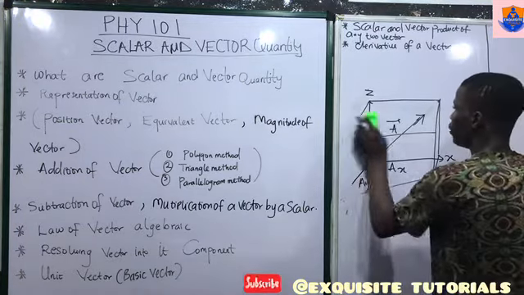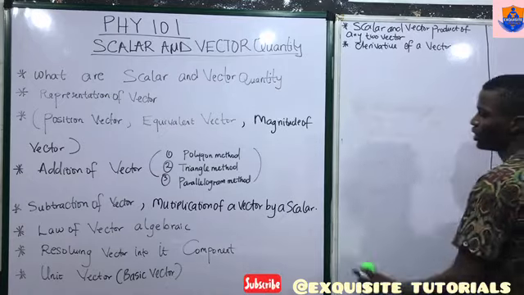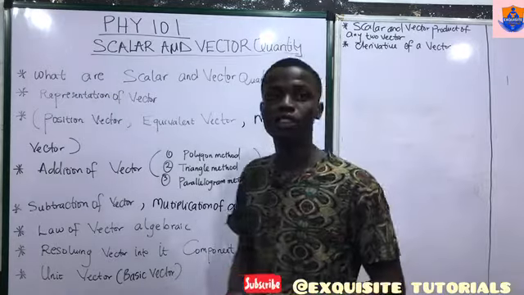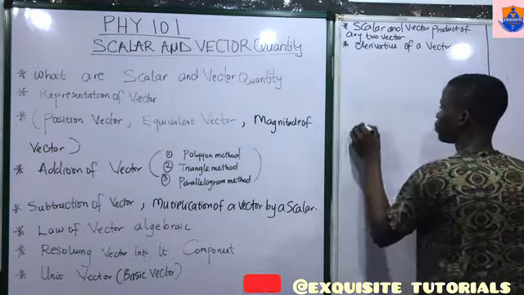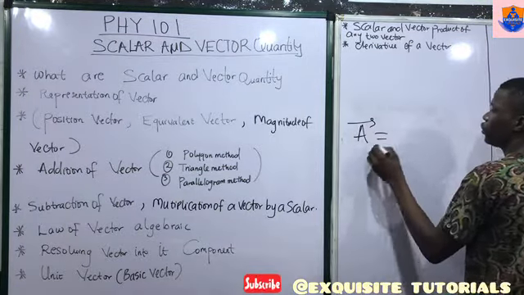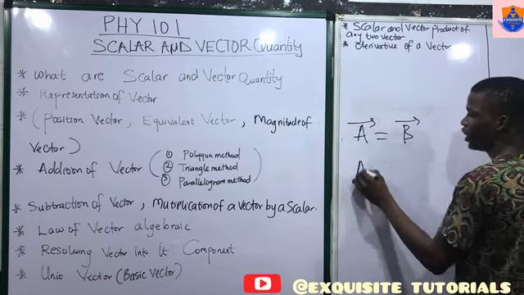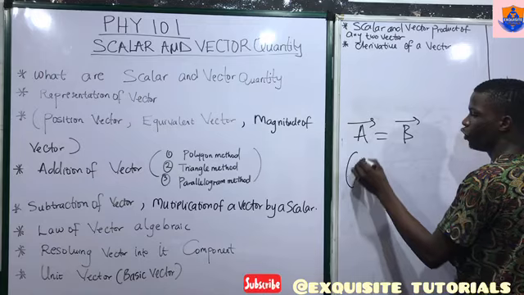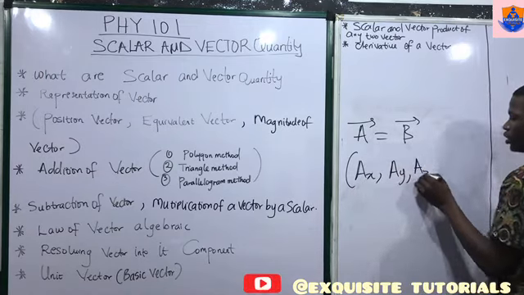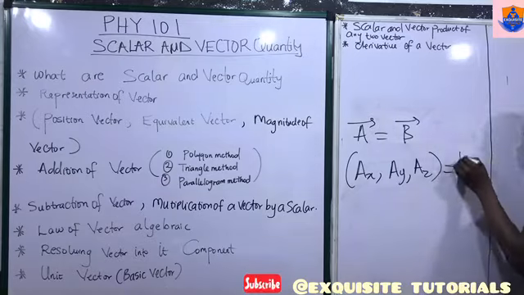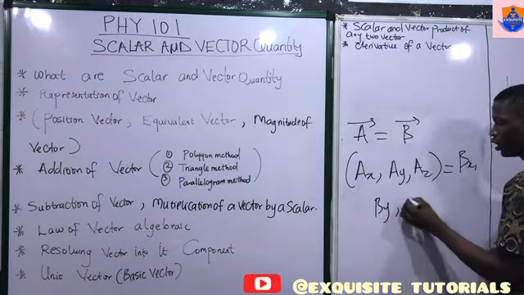Then what are equivalent vectors? Any vector is said to be equal if its component elements are also equal. That is to say, if vector A is equal to vector B, then the A of x, comma, A of y, comma, A of z must be equal to the B of x, B of y, and B of z.